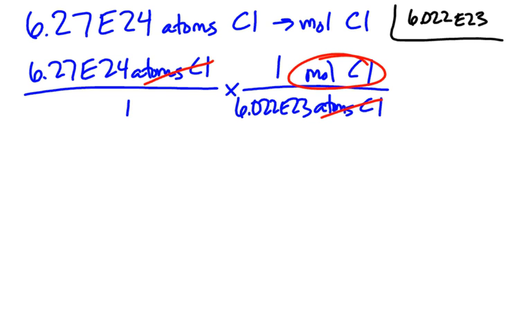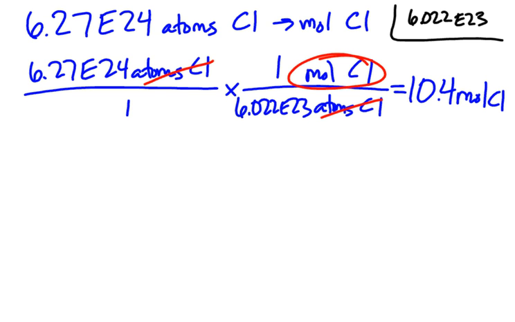So our atoms of chlorine cancel out. I'm left with the moles of chlorine. So I do the math: 6.27 times 10 to the 24 divided by 6.022 times 10 to the 23rd. My final answer ends up being 10.4. I have 3 sig figs, so 10.4 moles of chlorine.